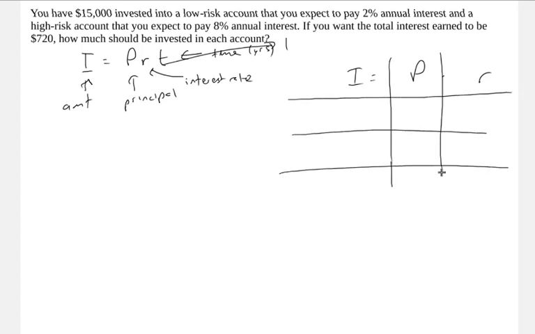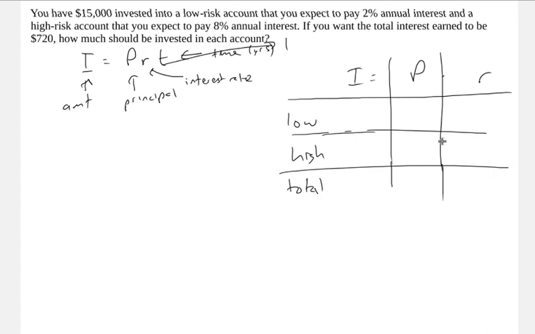And we can fill in our chart based on this formula. We have two different accounts. We have the low risk account. We have the high risk. And we have the total. Whenever we're dealing with these mixture problems, you can see we just about always have this third row here for a total.